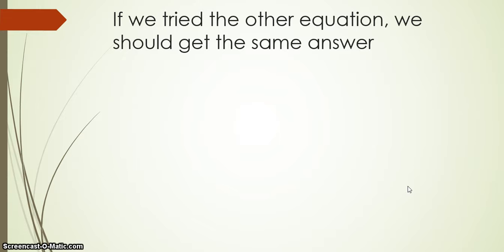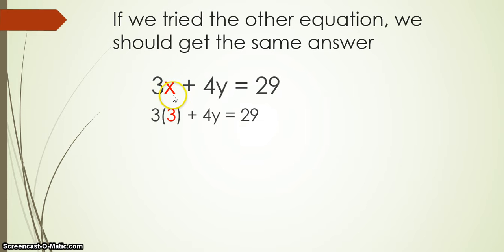If we tried the other equation, we should get exactly the same answer. The other equation was 3x plus 4y is equal to 29. This time I'm going to substitute x is equal to 3 into this equation here. So the equation will become 3 times 3 plus 4y is equal to 29. And 3 times 3 is equal to 9. So 9 plus 4y equals 29.